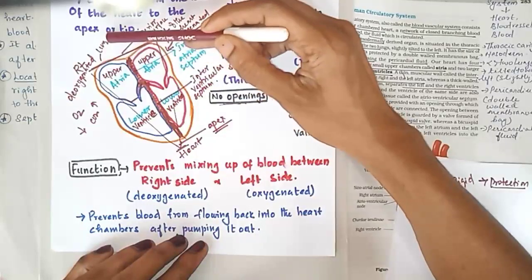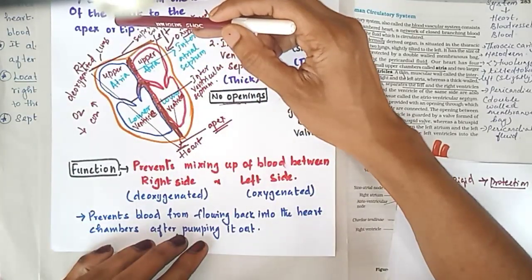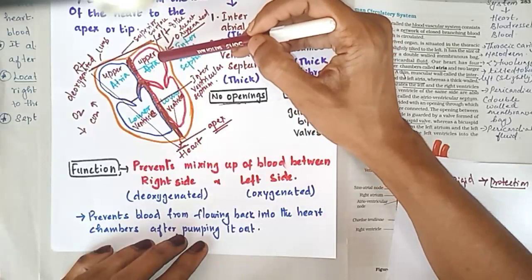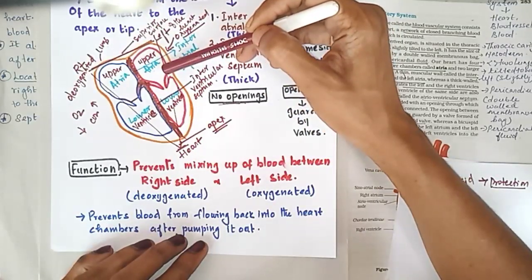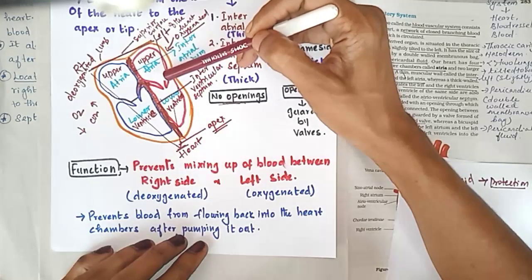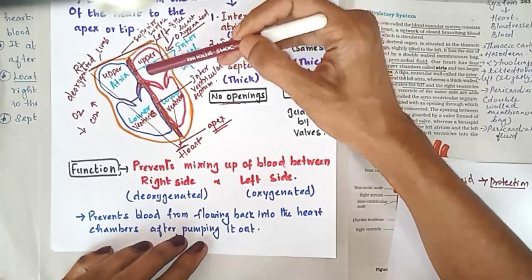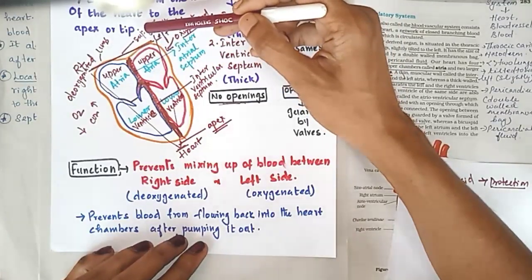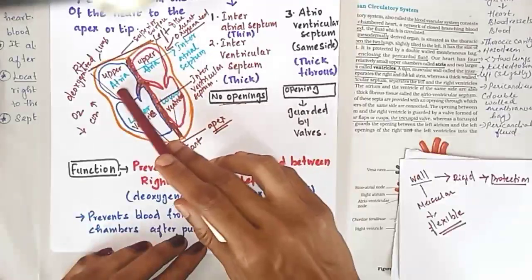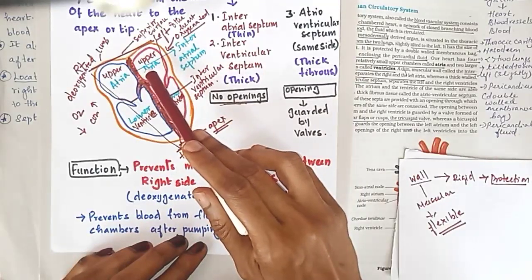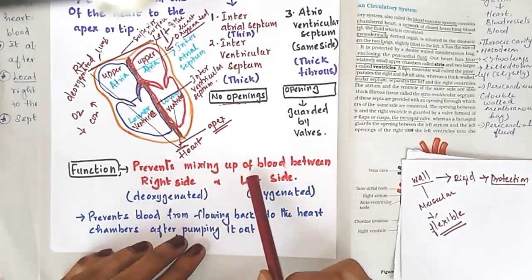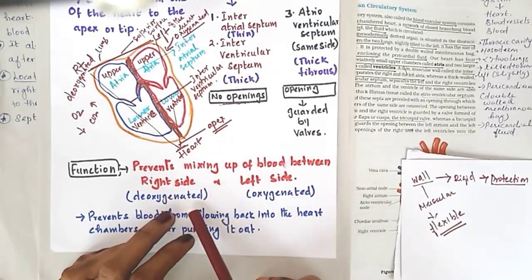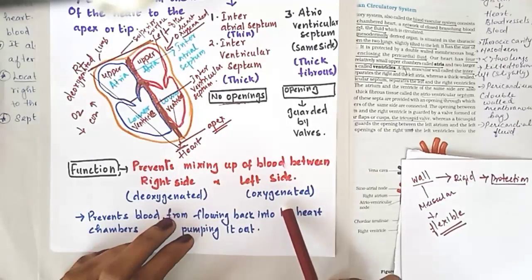This blood is taken to the lungs where it is oxygenated, purified, and sent to the left side of the heart, that is, to the left atrium of the heart. Okay, so this side is full of oxygenated blood, oxygen rich blood, which has to be supplied to the tissues. So mixing up of blood will result in improper supply of oxygen to the tissues. The function of septum is to prevent mixing up of blood between the right side, which is deoxygenated blood, and the left side, which is full of oxygenated blood.